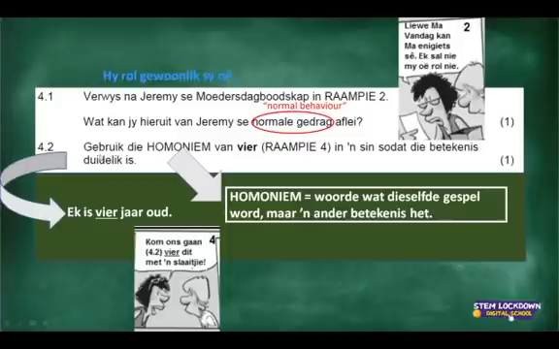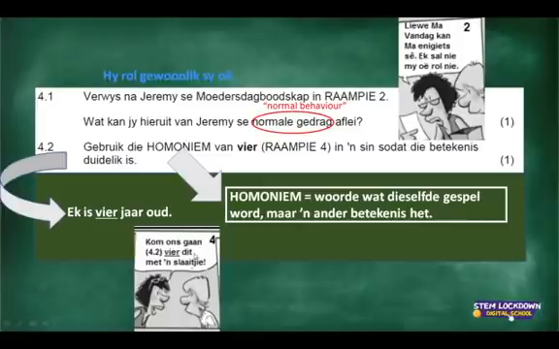Goed, nou sê 4.2. Gebruik die homoniem van 4 in 'n sin sodat die betekenis duidelik is. Nou kom ons kyk eers na die sinnetjie. Kom ons gaan vier dit met 'n slaaitjie. Let's go and celebrate. That's what that 4 means. Let's go and celebrate the salad.